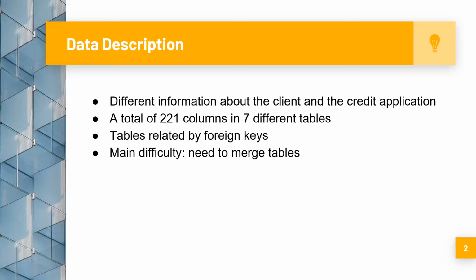The dataset we are using contains different information about the client and the credit application. There are a total of 221 columns in 7 different tables. The tables are related to one another through foreign keys. This set of data is difficult to handle because we need to find a way to merge these different tables without losing any significant amount of information.